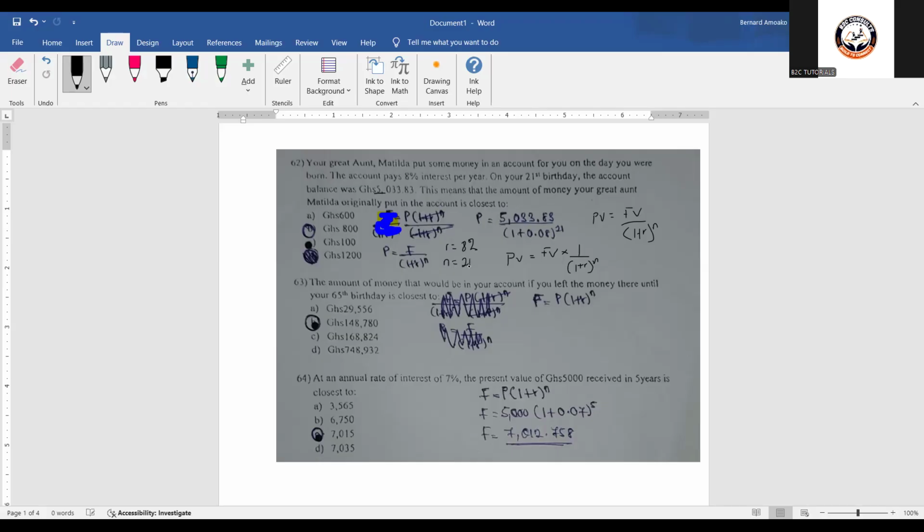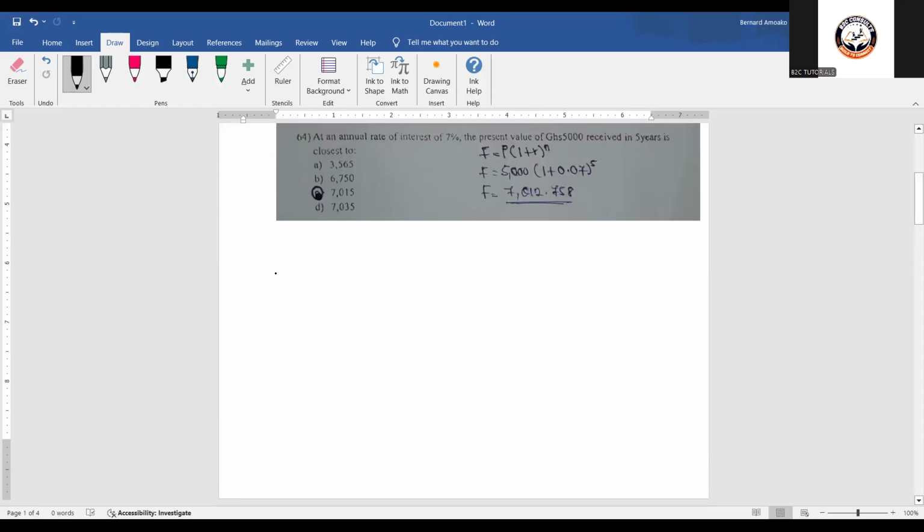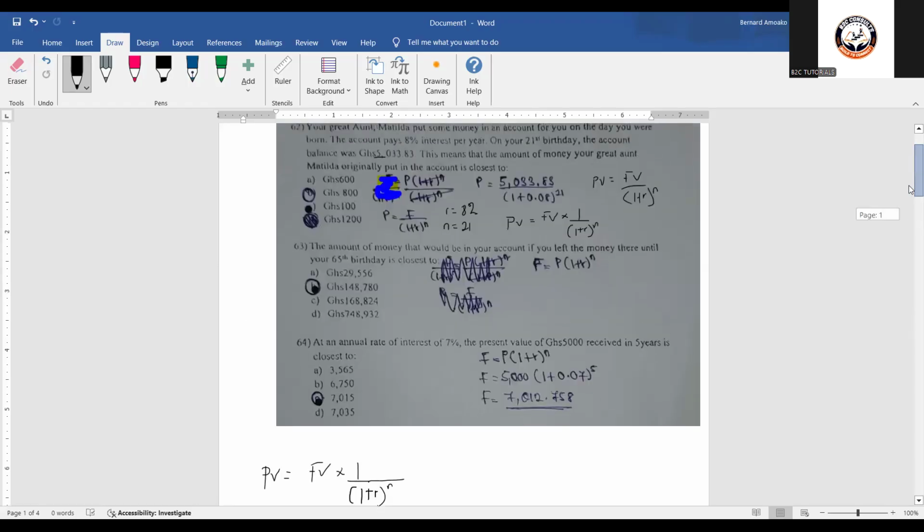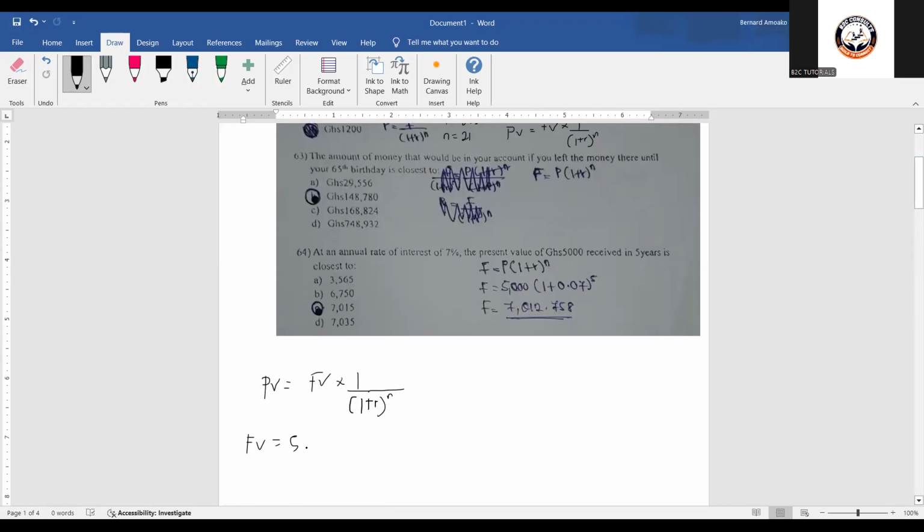So let's see if we can get 21 years and 8% on our table. Then we translate it into writing. So the first thing is that we have been asked to find present value, and we believe that present value is equal to future value multiplied by the discount factor 1 over 1 plus r raised to the power n. And then in the question, future value was equal to 5033.83.